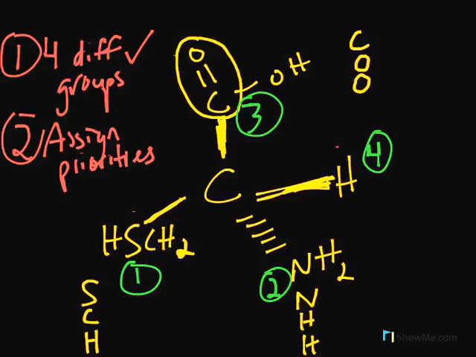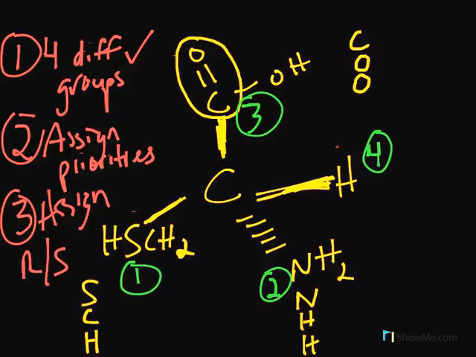Now our third and final step, and you can do this in 3 simple steps, is to assign. So we're going to assign R and S. And I will show you all how to do that on the next slide. So again, I'm going to keep my priorities. We're obviously going to keep our priorities the way they were. And on the next slide, I'm going to show you how to do that.